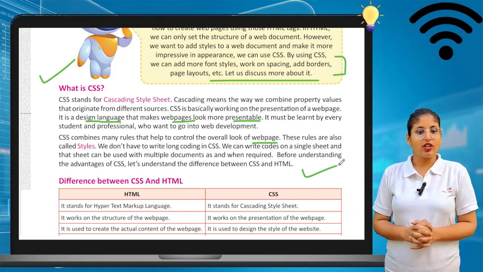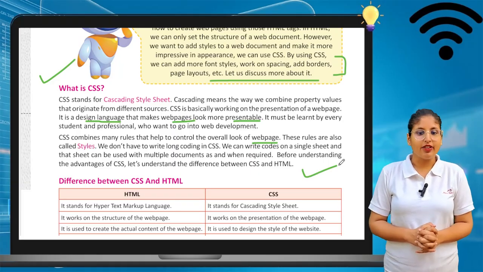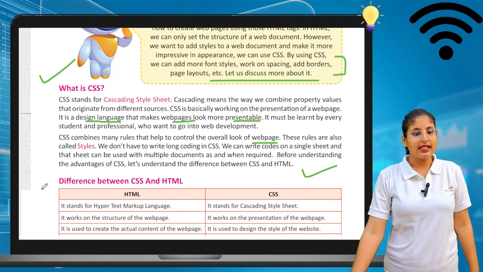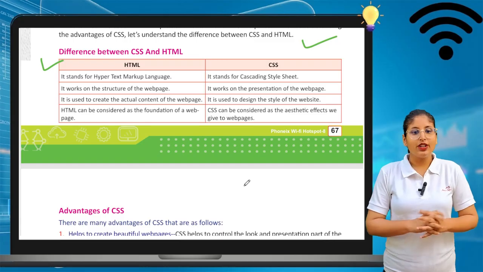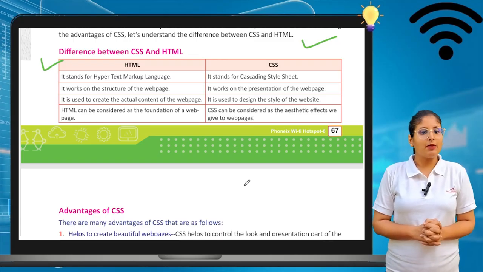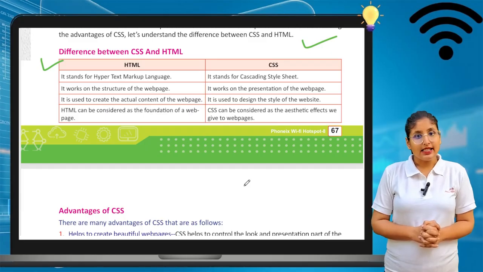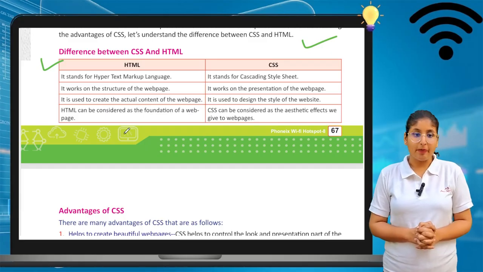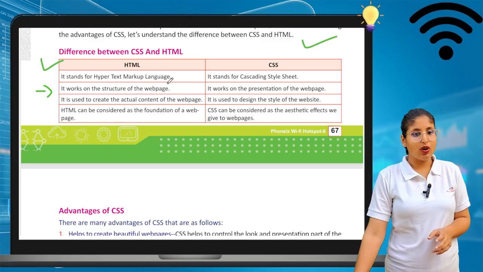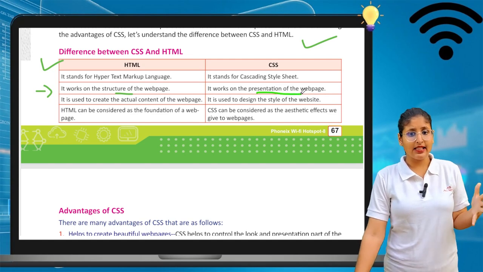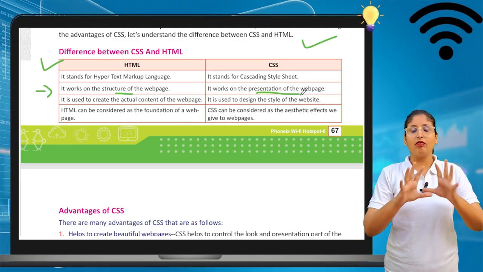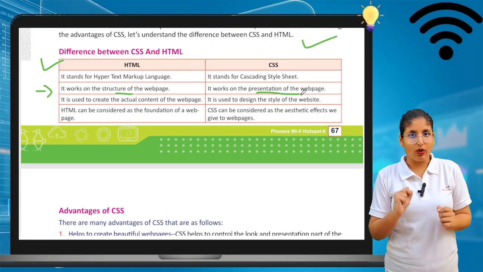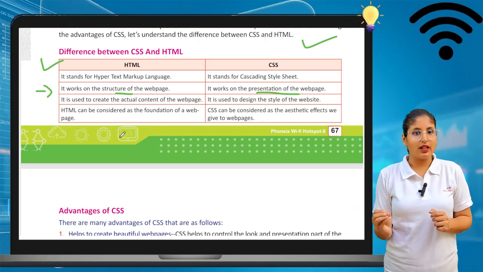Before understanding the advantages of CSS, let us understand the difference between CSS and HTML. So let's see the difference between the two. HTML and CSS, what's the difference? First we will see HTML. It stands for Hypertext Markup Language. CSS stands for Cascading Style Sheet. The second point: HTML works on the structure of a web page. And CSS works on the presentation of a web page, so we can make changes, make some designs and all these things, so that our web page becomes more presentable.